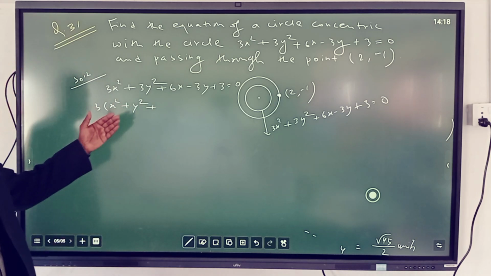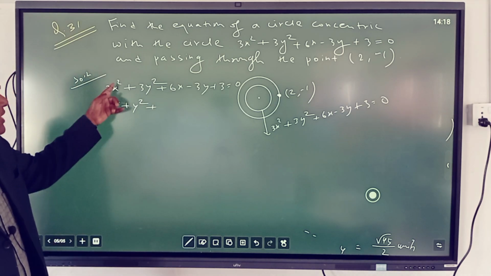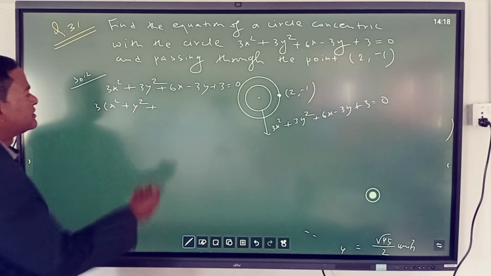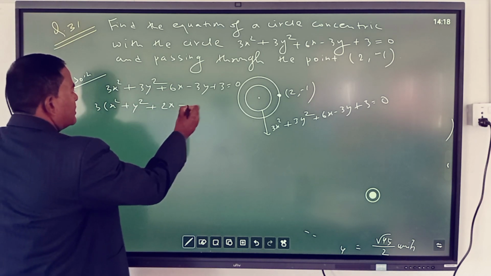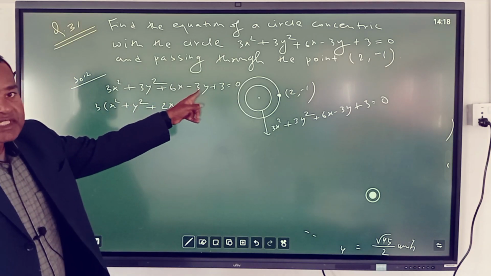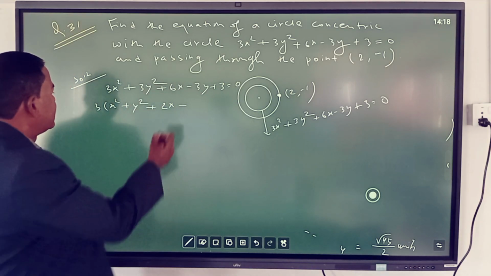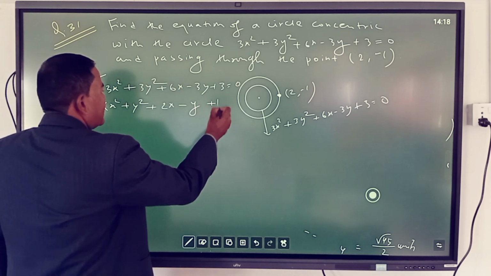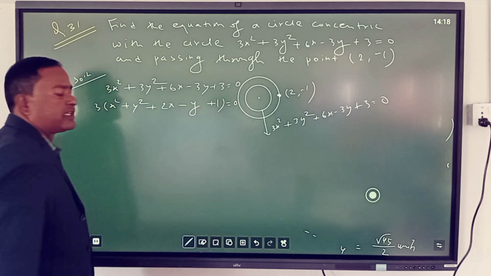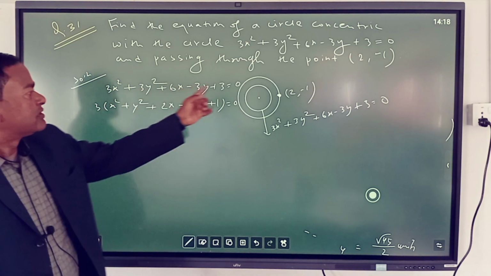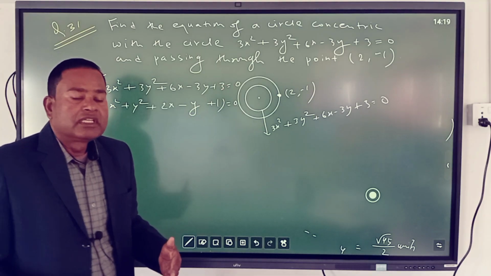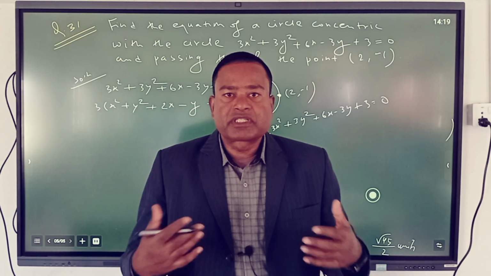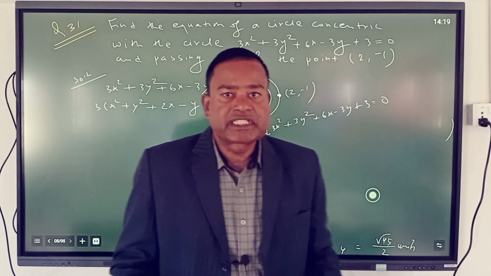If we take 3 common, then the remaining terms will be x² + y², and 6 divided by 3 gives 2x, minus 3 divided by 3 gives minus y, and 3 divided by 3 gives 1. So 3 will cancel after taking 3 common. Dear students, we have taken 3 common from all the terms to change it into the form of x² + y² + 2gx + 2fy + c = 0.